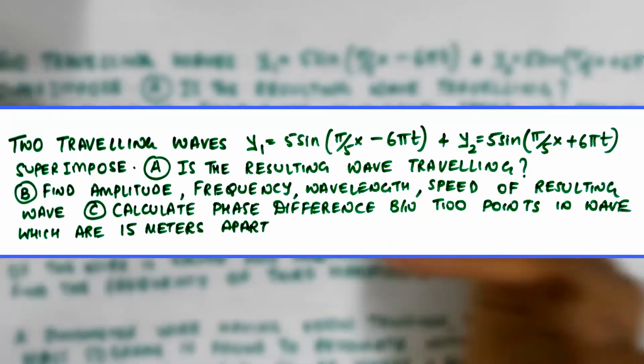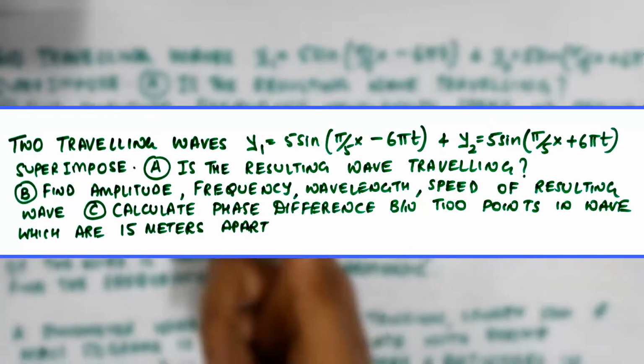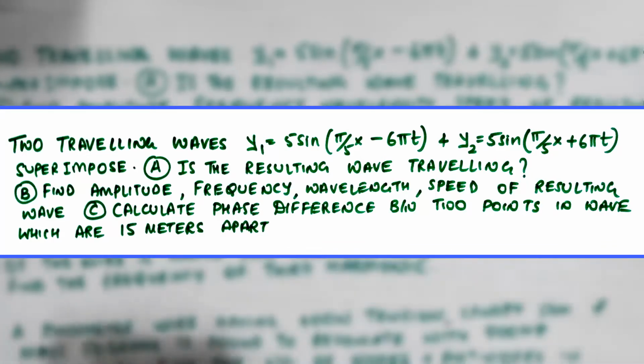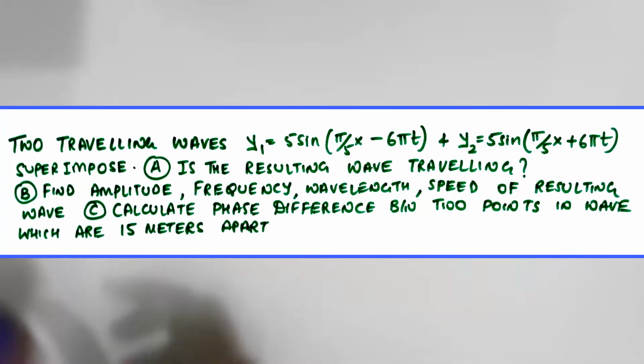So if two continuous traveling waves meet each other, what's the resulting wave? You have to calculate what the resulting wave looks like and the properties of the resulting wave. So let's try to understand in general how we figure out what happens when two waves meet each other. Let's talk about superposition of waves.